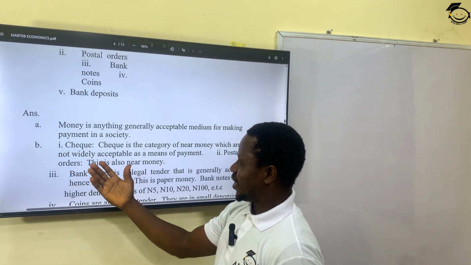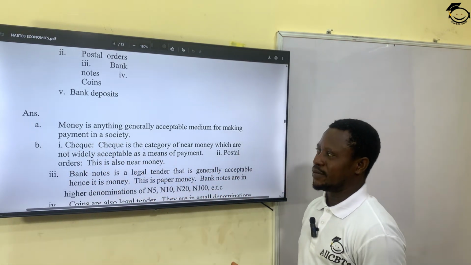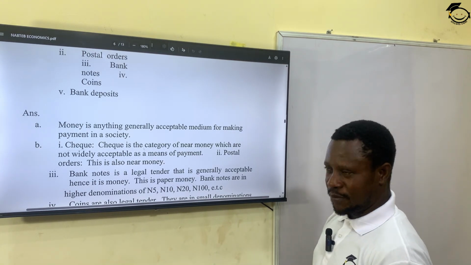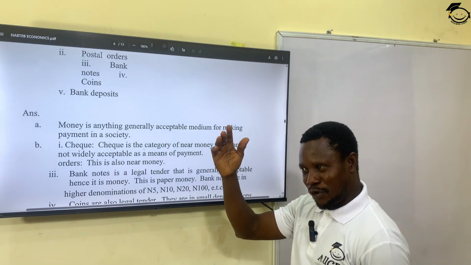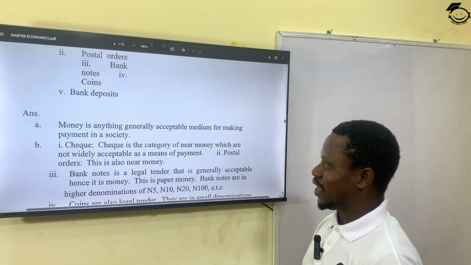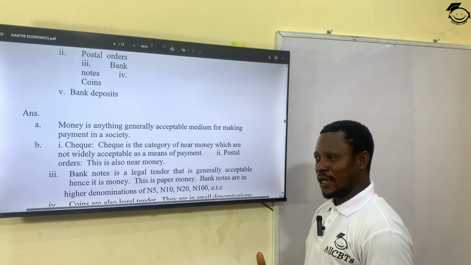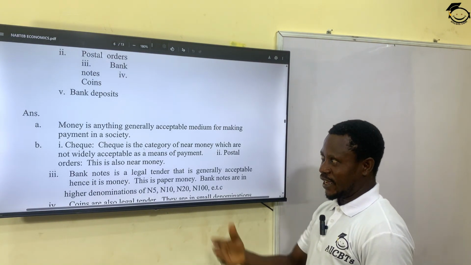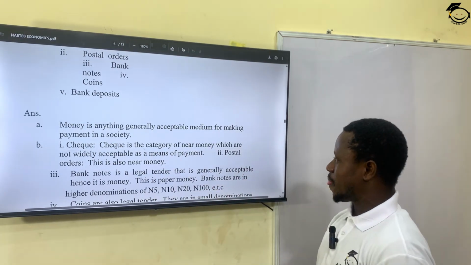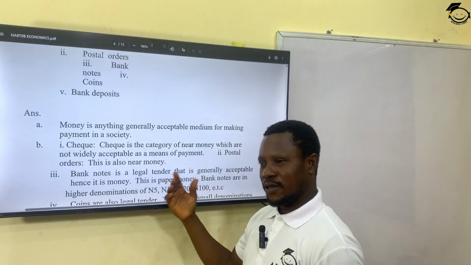So now, a check is near money. Though, like I said earlier, not everybody accepts it. Some older people don't like to accept a check. And some business people prefer that they see their money in cash, or you transfer it and they confirm it. Like I said, I wish they put transfer because that's the most common one we're using right now.